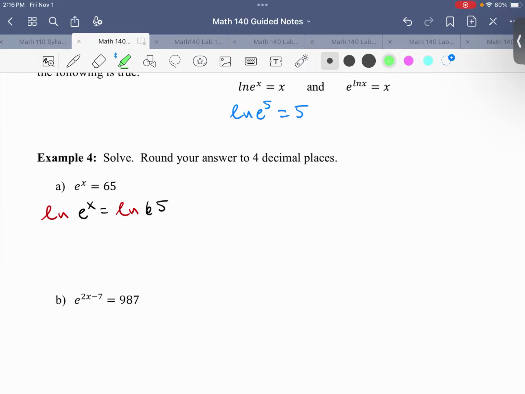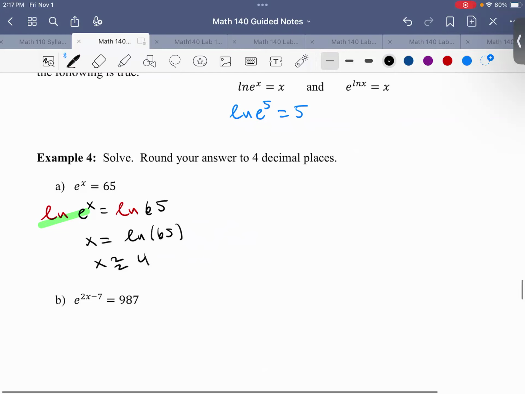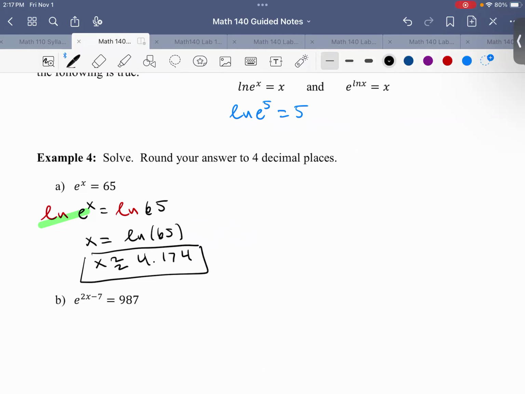So when that happens, the natural log and the e cancel out. So I'm left with x equals natural log of 65. And then this would just equal, if I put it in my calculator, I would end up with 4.174. Okay, so that's how you would solve one of these exponential equations.